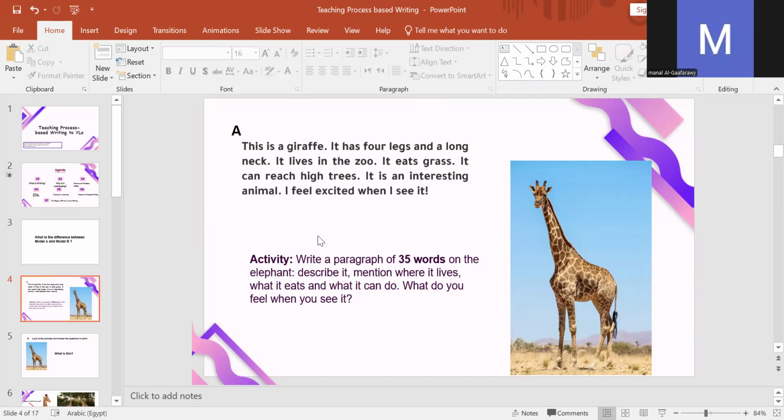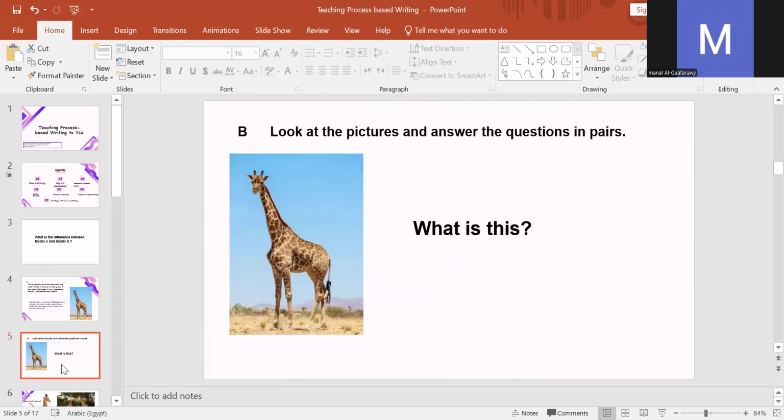So this is a model of product writing. I have a text or a model, and I want the student to imitate that model. After the student has a look at the text, I ask the student to do something similar, but about a different animal. So this is one way of teaching writing. Now let's see another way, which is Model B. Again, take a moment to reflect.